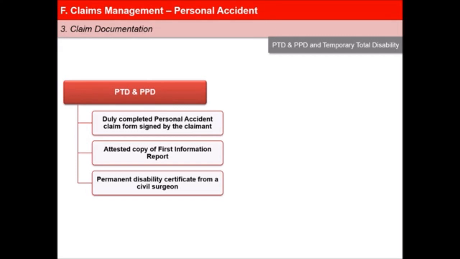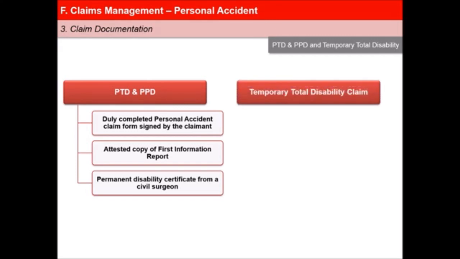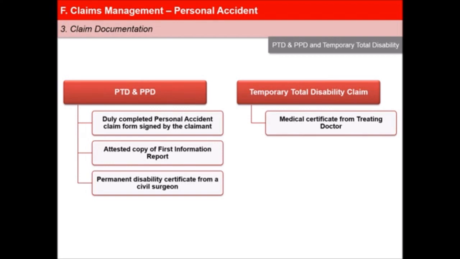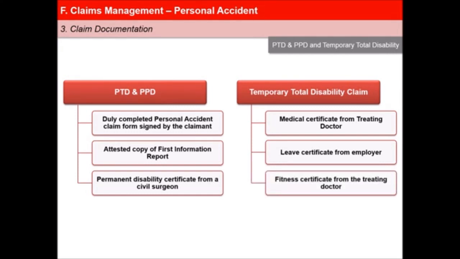And the documentation required for temporary total disability claim includes medical certificate from treating doctor mentioning the type of disability and disability period, leave certificate from employer giving details of exact leave period duly signed and sealed by the employer, fitness certificate from the treating doctor certifying that the insured is fit to perform his normal duties.